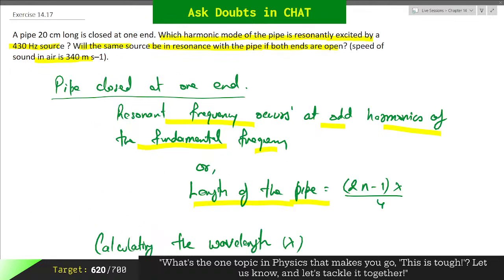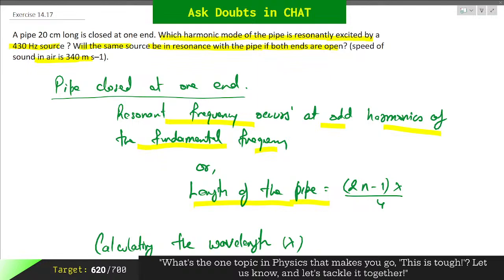Now let us move to the next question. In this question we have a pipe 20 centimeter long closed at one end. Which harmonic mode of the pipe is resonantly excited by a 430 Hz source? Will the same source be in resonance with the pipe if both ends are open?